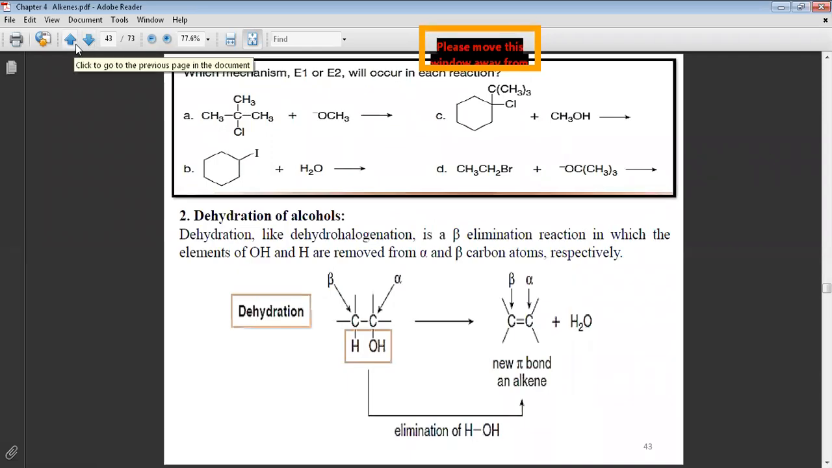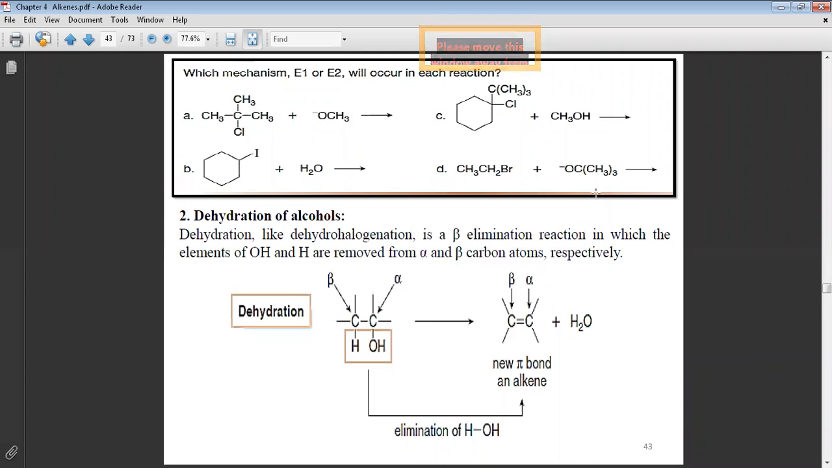Okay. And he said here, which mechanism, E1 or E2, will occur in each reaction. Look at the base. This is a strong base, so E2. This is a neutral base, so E1. A weak base gives E1. This is a neutral base, E1. This is a strong base, E2. Okay, easy, yes?